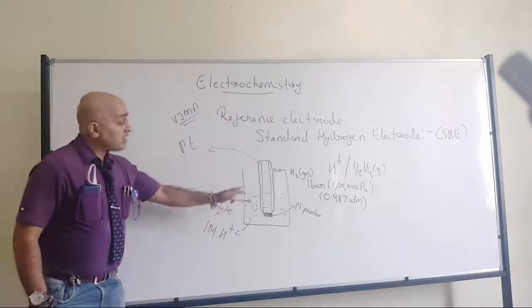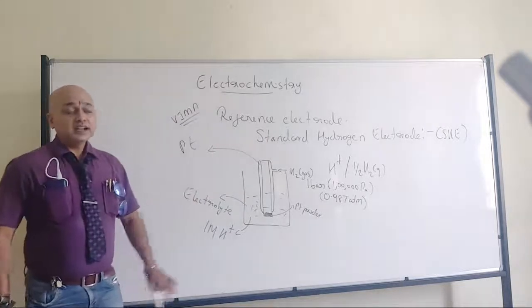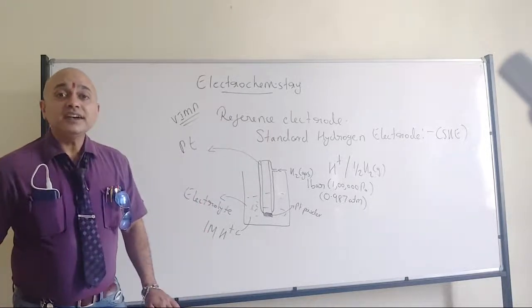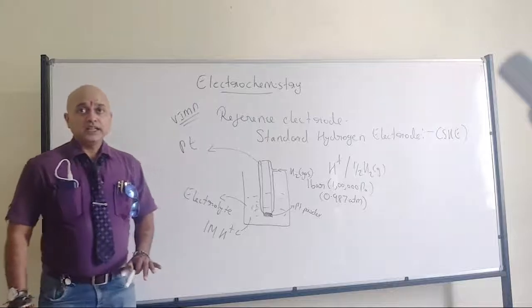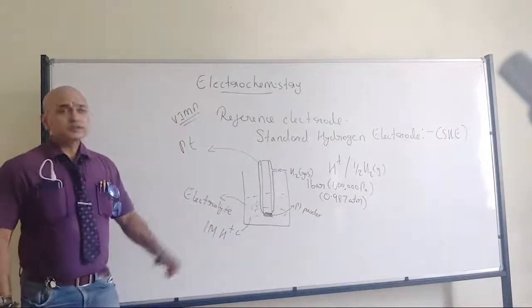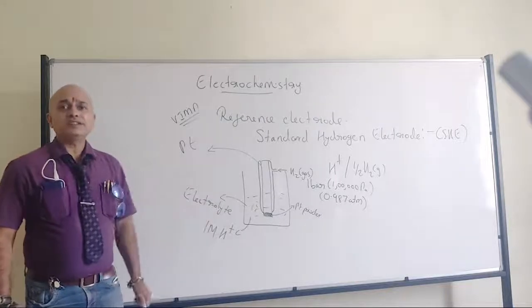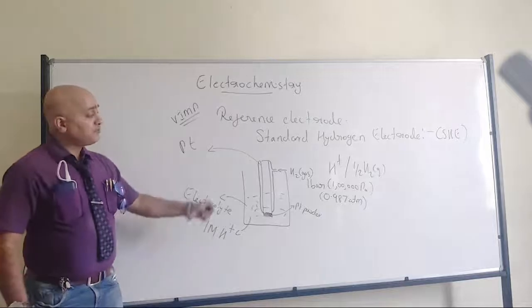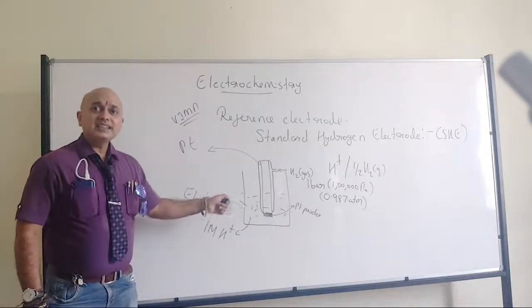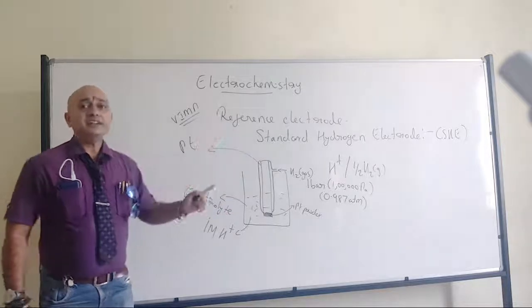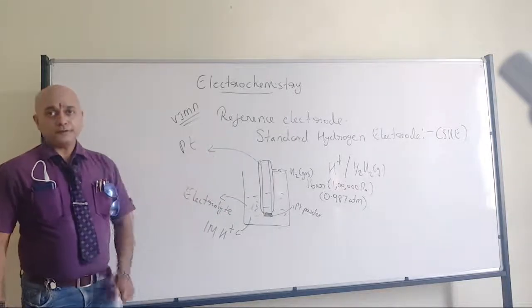Okay. So these are the conditions. Under these conditions, this electrode will be considered as standard hydrogen electrode. Now, do you think this is a galvanic cell? No. Because only one electrode is there. What about another electrode? So therefore, this is not a galvanic cell. This is a representation of one electrode, that is standard hydrogen electrode.